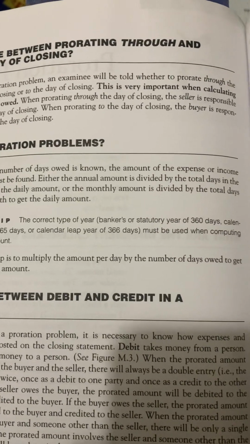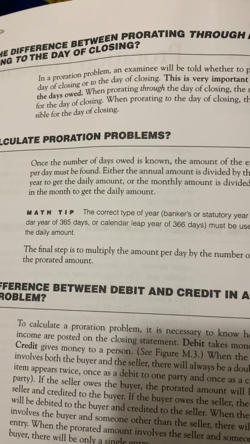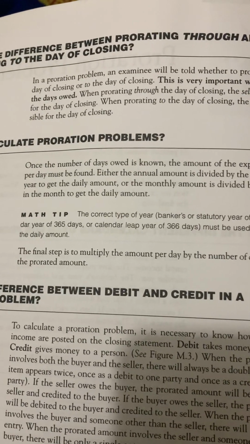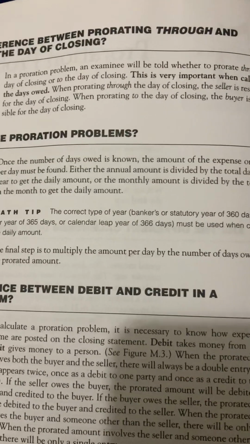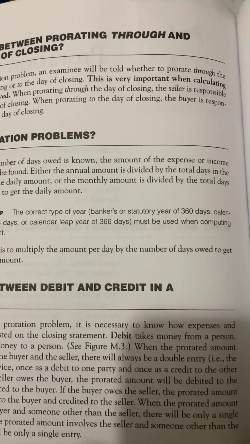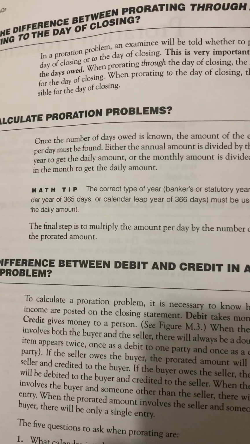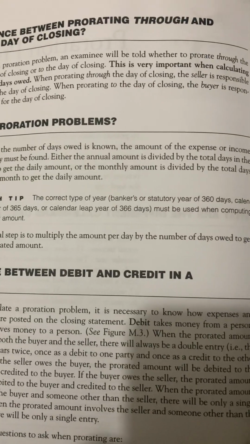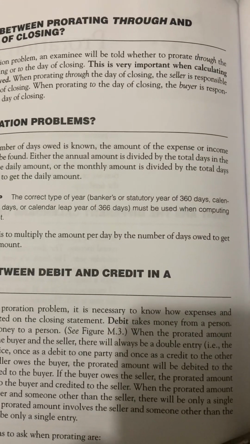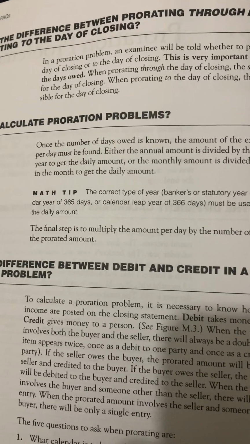This is very important when calculating the days owed. That's all highlighted. When prorating through the day of closing, the seller is responsible for the day of closing. When prorating to the day of closing, the buyer is responsible for the day of closing.